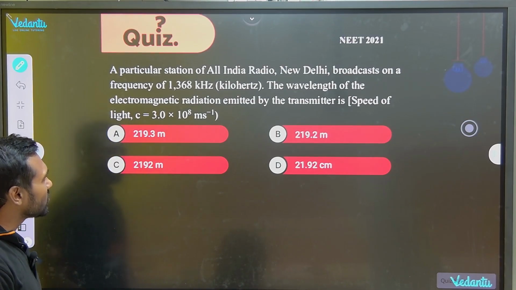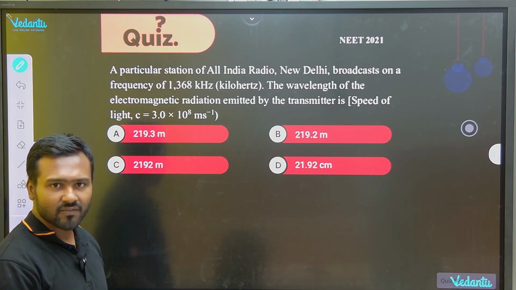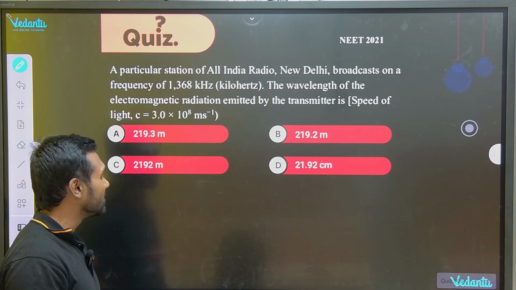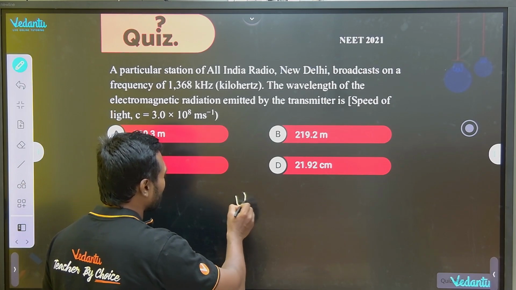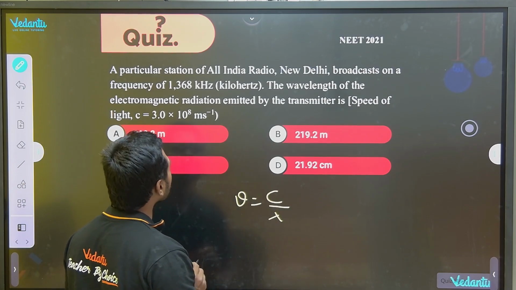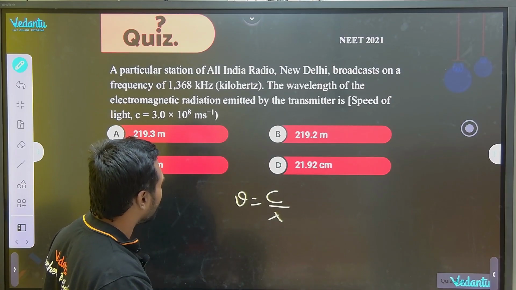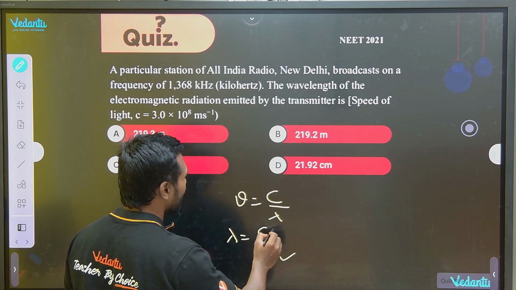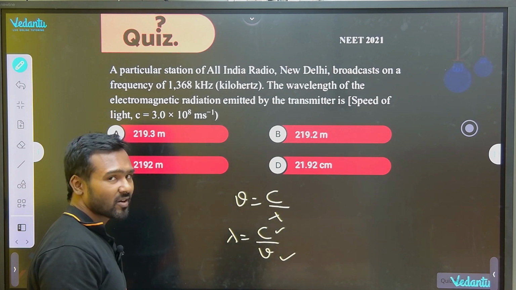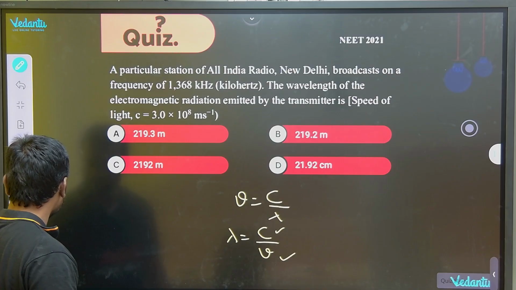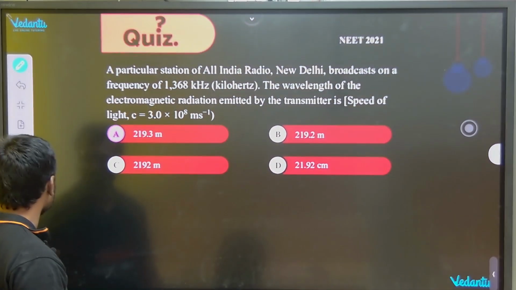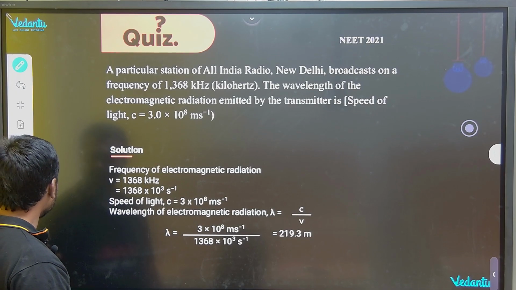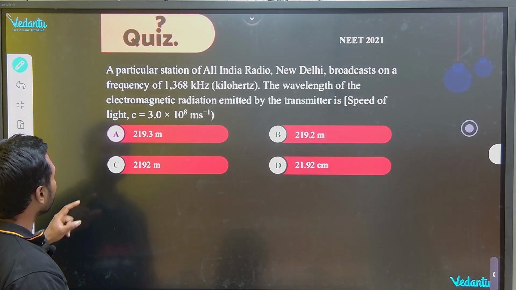The wavelength of electromagnetic radiation emitted by the transmitter. So they are asking wavelength. Again the same thing. So nu is equal to c by lambda. They are asking the wavelength of radiation. So that means lambda is equal to c by nu. Frequency is given, velocity of light you know. So substitute, then you will get the answer. So the answer is 219.3 meters.